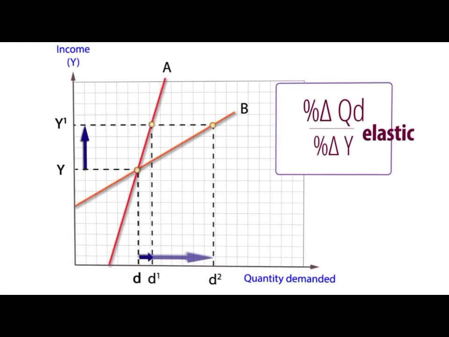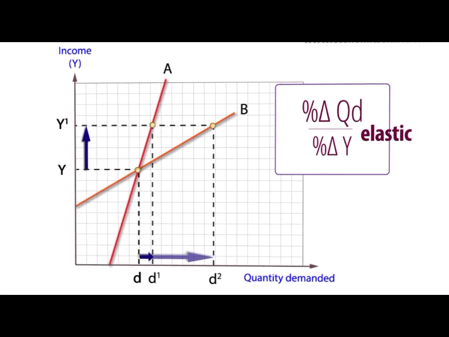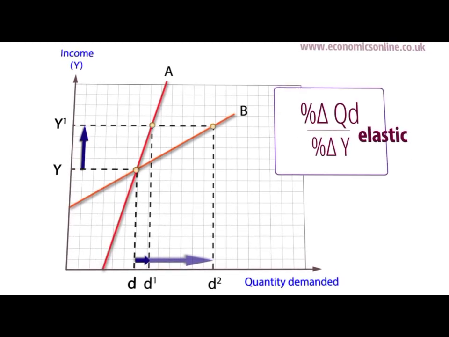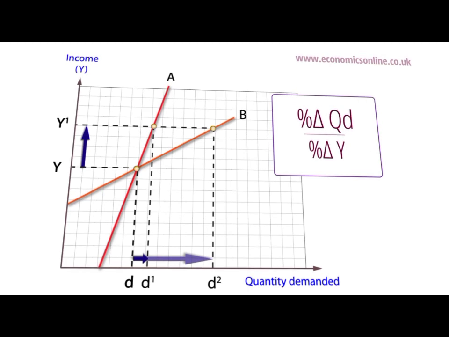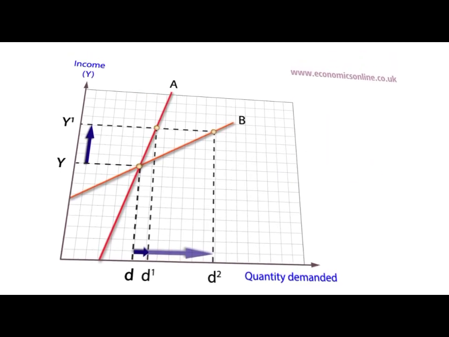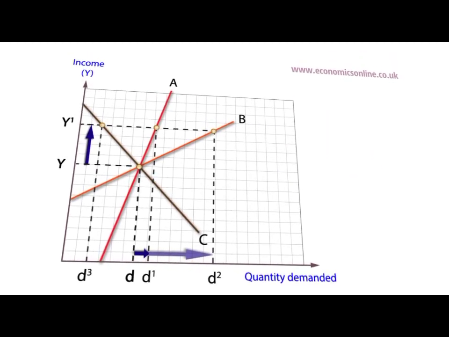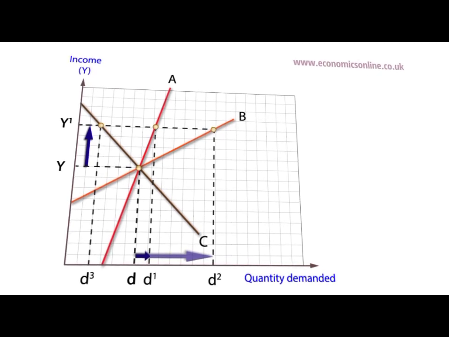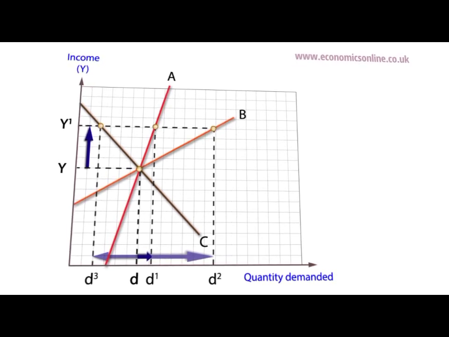In this case, the good is not only normal, but is considered to be a luxury good. Finally, with Engel curve C, the gradient is downward sloping, indicating that the relationship between income and quantity demanded is inverse, and the good is an inferior good.